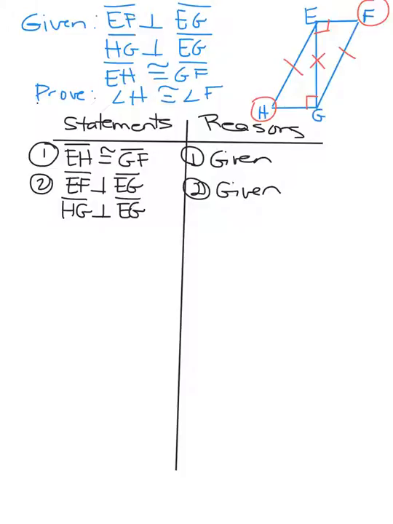So now I first have to state that the angles are right angles. So I have angle HGE and angle FEG are right angles.